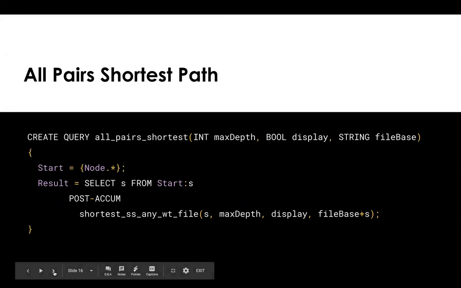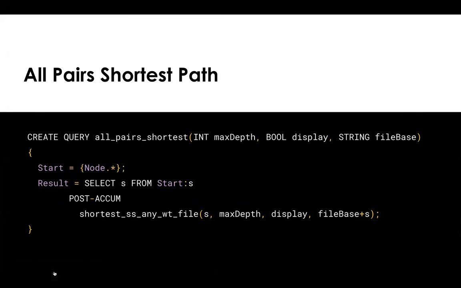And the third one is all pairs shortest path. This algorithm seeks to find the shortest path between every pair of vertices in the entire graph. So for large graphs, this is an enormous task. But with the massively parallel processing, or MPP, of the TigerGraph engine, it can speed up the computation by 10 times or 100 times.